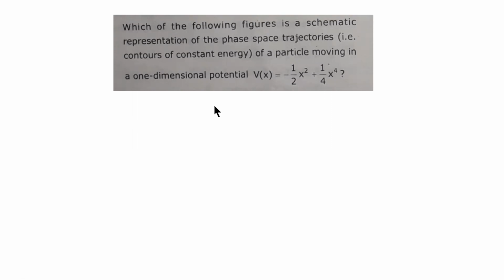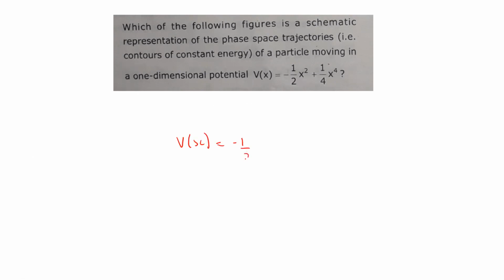In this question, we are given a one-dimensional potential and we are asked to plot the phase space trajectory of a particle moving in this one-dimensional potential. So what we'll do is find the maxima and the minima points for this potential. The given function is this.